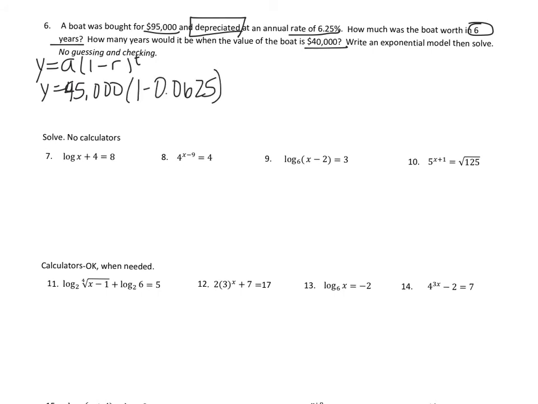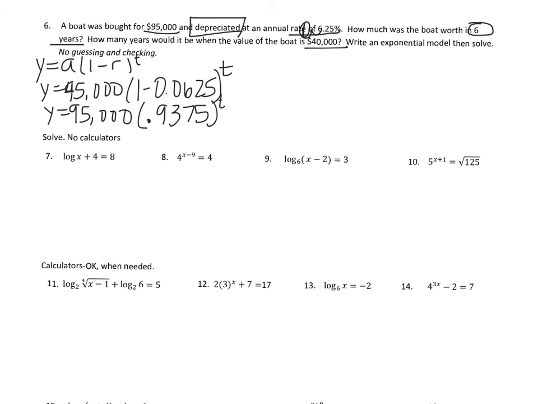0.0625. Please don't mess up the decimal places on that. So you get 0.0625, not 0.625. And 1 minus 0.0625 is 0.9375. So 95,000 times 0.9375 to the t power equals y. Now I can solve both questions.